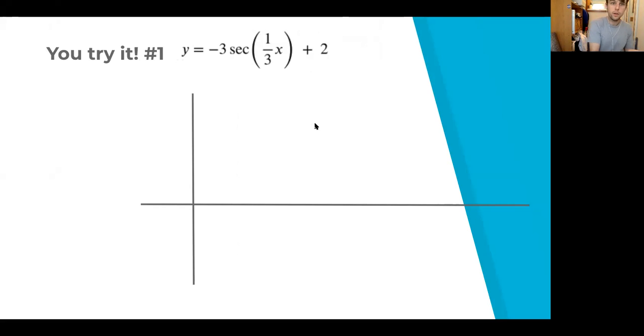All right, guys, we're going to be doing part 3 here of graphing secant and cosecant. So we're just going to run through some more examples.